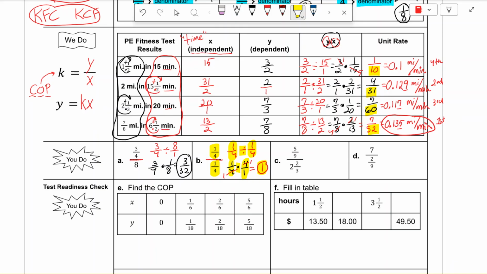Go ahead and pause the video, but before you do, remember you have to do something to this. Multiply and then add the top. So pause the video and try that out.